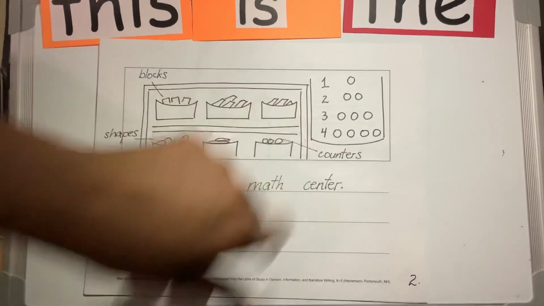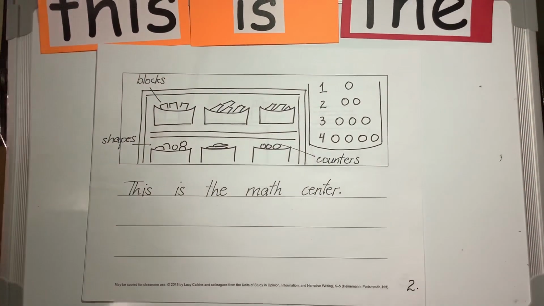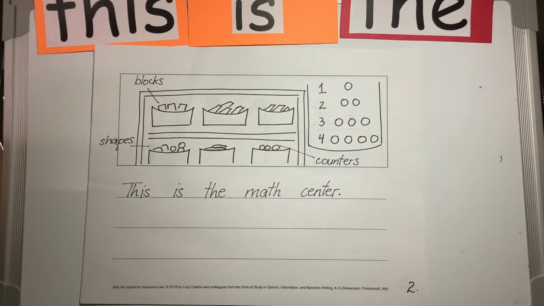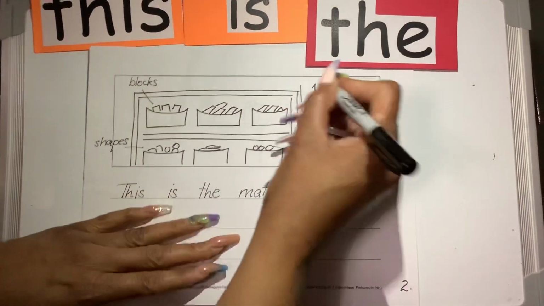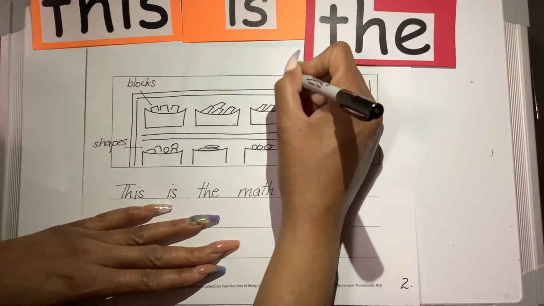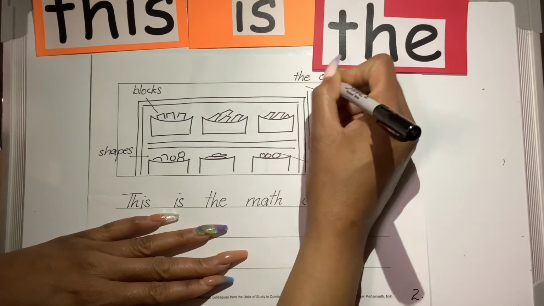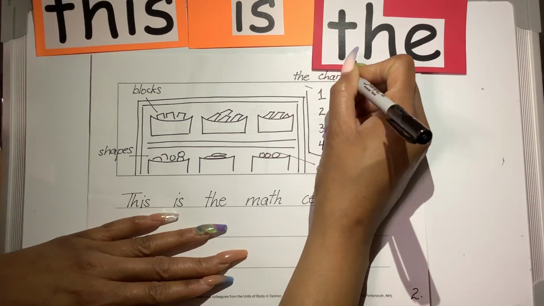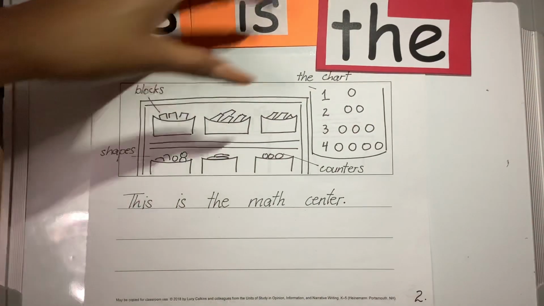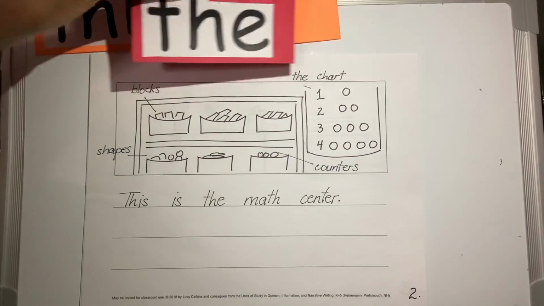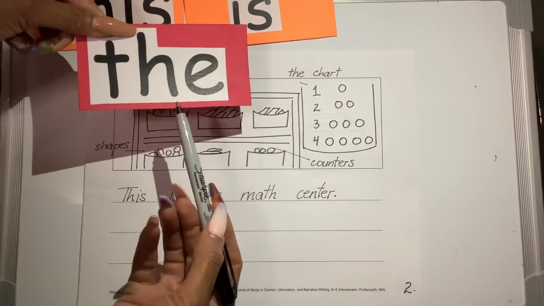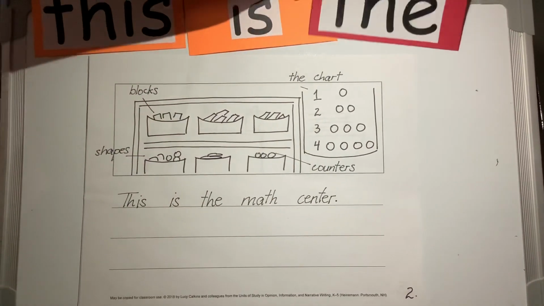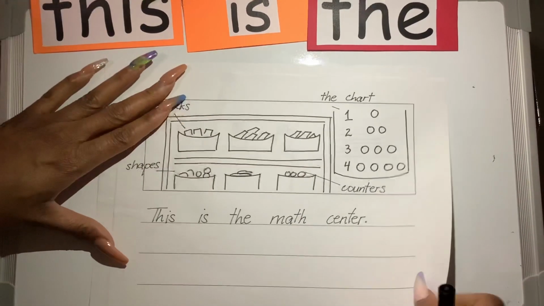And this here is my chart. So I can say the chart. And I have the already out. So I can label this the chart. Now remember, boys and girls, when we add labels, we can also add longer labels by using a sight word in front of what it is.